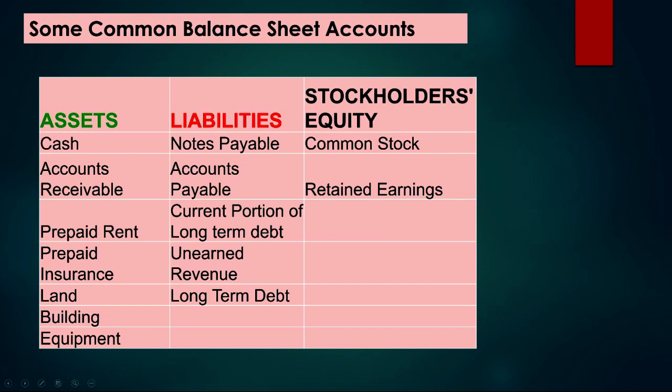Liabilities are also listed in order of liquidity. Notes payable and accounts payable are on the top because they will be paid first. Long-term debt is on the bottom. Now you're going to see some balance sheets where notes payable is first, then accounts payable, or you'll see accounts payable first and then notes payable. It can vary. It depends specifically on the situation and which one is due first.